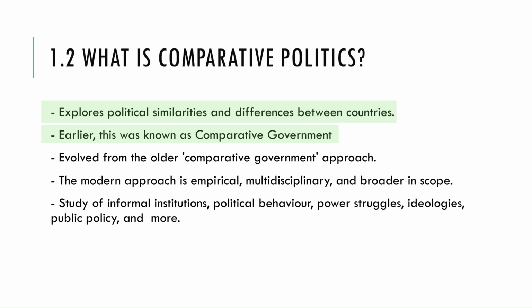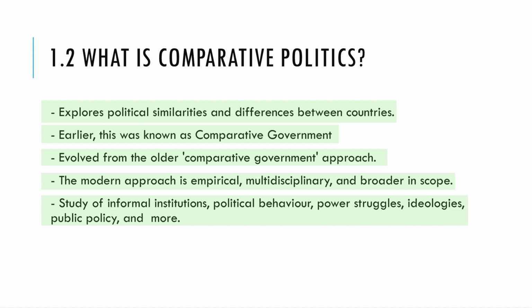Earlier, this field was known as comparative government, which focused mainly on the structure of formal institutions like parliaments, constitutions, and courts. But over time, it evolved into comparative politics, which takes a much broader, modern approach. It's now empirical, multidisciplinary, and includes the study of informal institutions, political behavior, power struggles, ideologies, public policy, and many more areas. This shift helped scholars understand politics not just as it is written in laws, but as it is lived in societies.